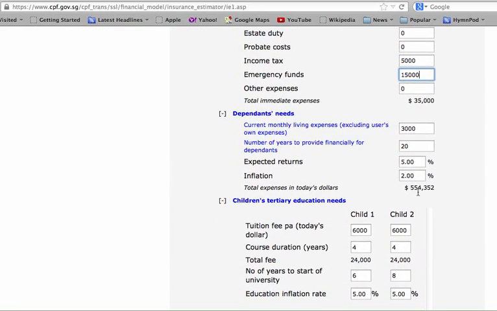Next, we look at dependents' needs. Now, it is assumed that your dependents need $3,000 monthly. This can include your children and your elderly parents. And it is also assumed that they need this amount for the next 20 years. The expected rate of returns is given as 5% in the CPF website, and the inflation rate is given as 2% in the CPF website. Thus, total expenses in today's dollars amounts to $554,352.